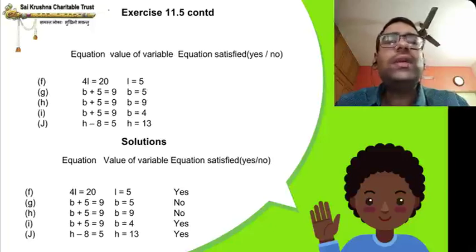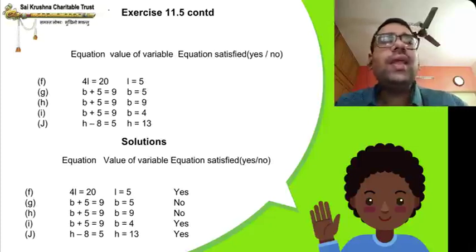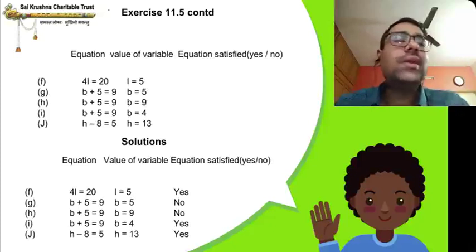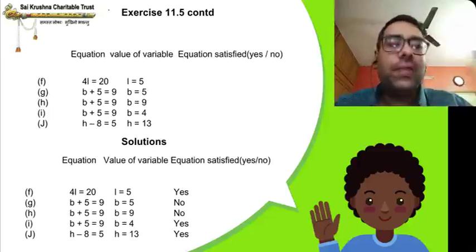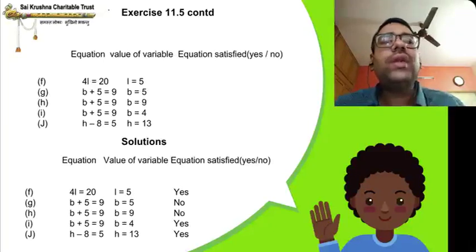So h is equal to 13. 13 minus 8 equal to 5. On the left hand side you are getting 5. Right hand side also you are getting 5. Is the equation satisfied? Yes. Left hand side and right hand side value is 5. Same value. So you have to write the equation is satisfied. Yes. Okay.